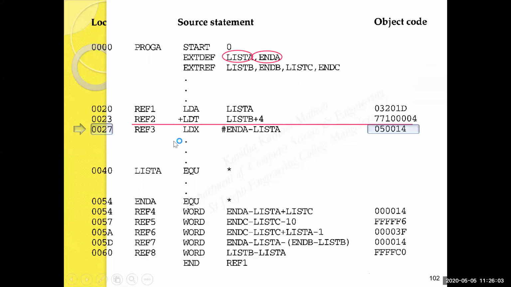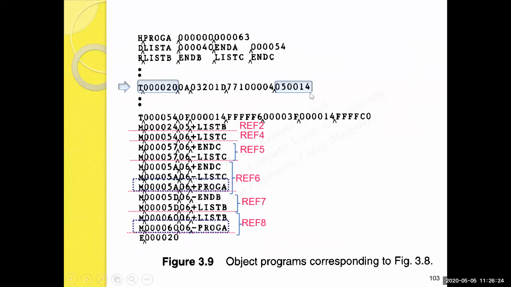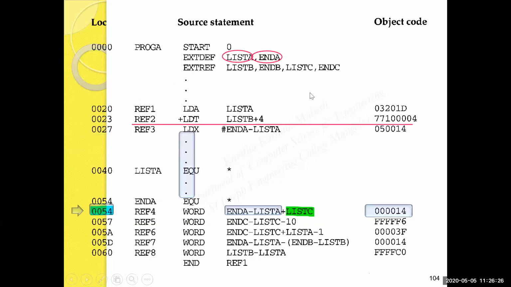Proceeding ahead, the next object code generated is 050014, and please note here there are no external references, as ENDA and LISTA are defined in the same section. We have already seen this. So this object code can be immediately placed into the text record without the need for any modification record. So the object code has been placed. We will proceed ahead now.